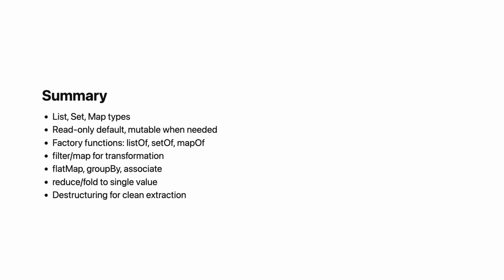List, set, and map are Kotlin's main collection types. Read only by default. Use mutable variants when needed. Create with listOf, setOf, mapOf. Mutable with mutableListOf, etc. Filter selects elements. Map transforms elements. Flat map transforms elements into one result. Destructuring extracts components from pairs, lists, and data classes. Collections are fundamental to Kotlin programming.